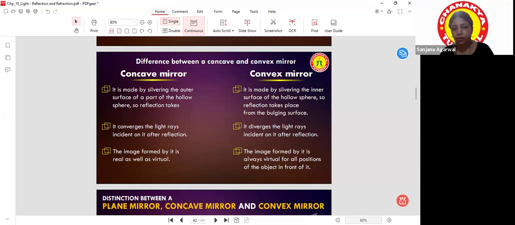The image formed by a concave mirror is real as well as virtual. In the last case, it is virtual. But in a convex mirror, in all cases, the image obtained is virtual for all positions.